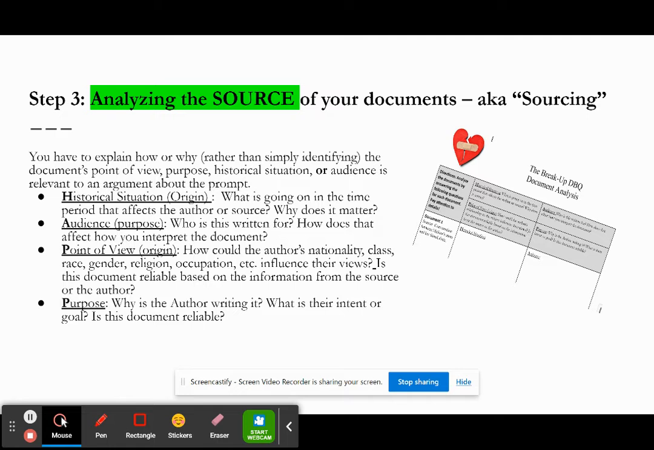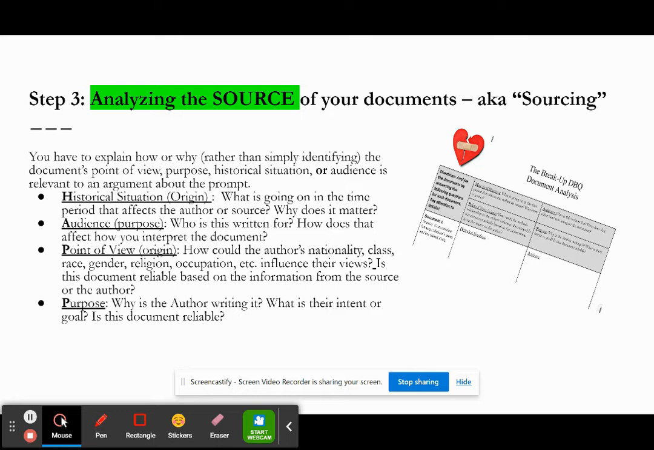Audience, which is part of the purpose. Who is this written for? How does it affect your interpretation of the document? So, was it a note sent to someone, or was it a speech? Was it something that was broadcast over the school announcements? So, how does that affect the way you think about the document?